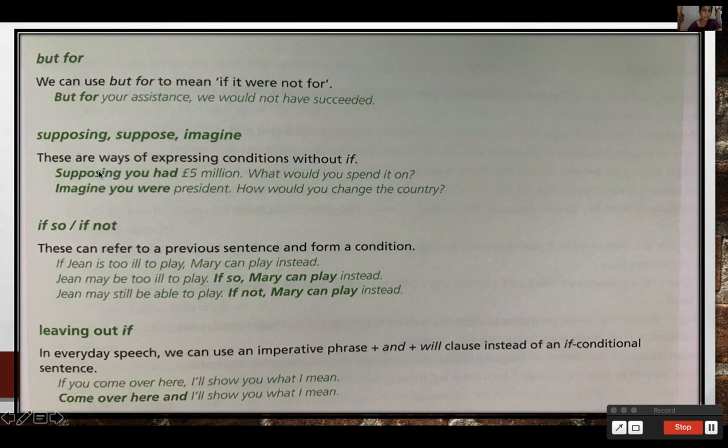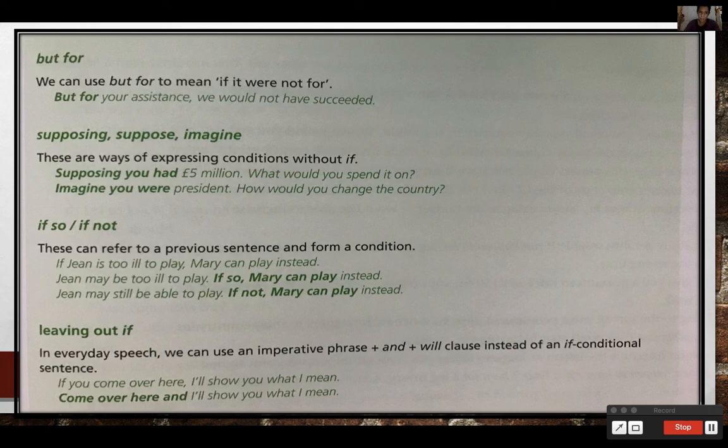Supposing, suppose, or imagine. These are ways of expressing conditions without if. Supposing you had $5 million, or euros, libras, creo que son, what would you spend it on? In this case, we are not using if, okay? Because these words or expressions are conditions without if. Supposing you had $5 million, what would you spend it on? Suponiendo que tuvieras $5 million, ¿qué harías con ellos?